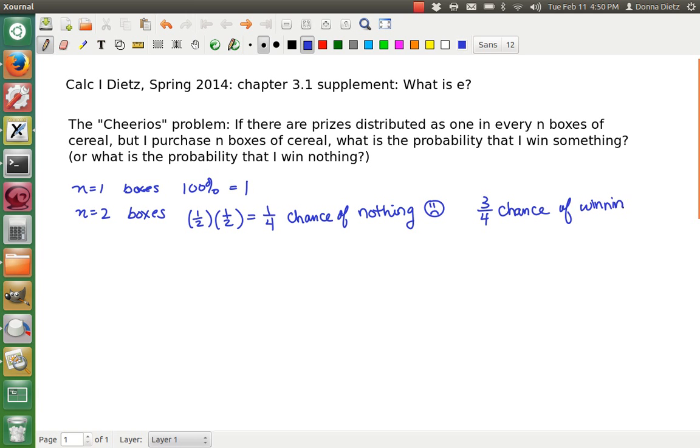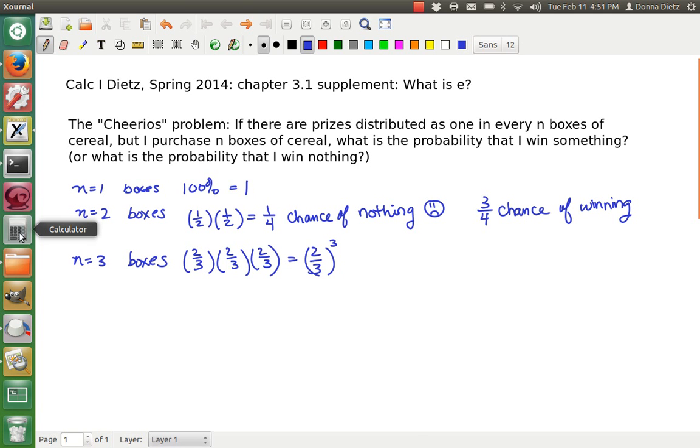This is the same way of saying if somebody's going to have 2 kids, what's the chance that the person is going to have 2 boys in a row, for example, no daughters. Next one, n equals 3 boxes. In this case, what's the chance of winning nothing? Well, mostly you're going to win nothing on each round, but if you do it 3 times, it changes things a bit, right?